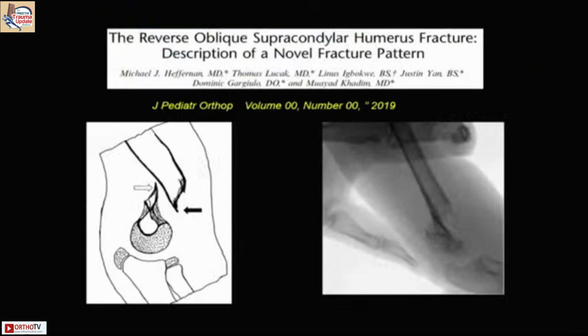So such patterns, if you go for the usual Blount's technique of reduction, it won't reduce. So if you initially reduce the translation and then if you flex, it is going to impinge, it won't reduce. Initially you have to displace it anteriorly and then you should correct the translation.